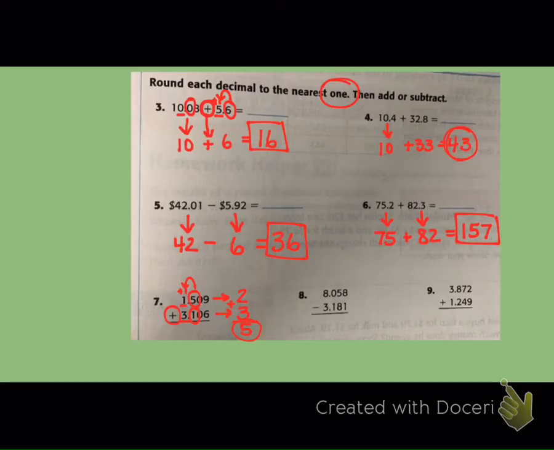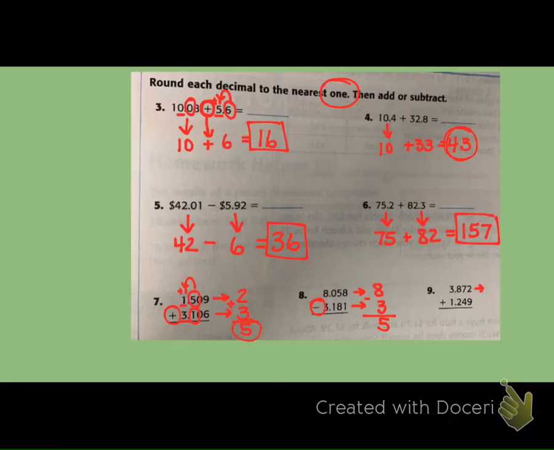Alright guys, let's check our work. So, let's go ahead and put our arrows. The first number gets rounded to 8. Our second number gets rounded to 3. We subtract those two. Hopefully you're paying attention to that sign. 8 minus 3 is 5.